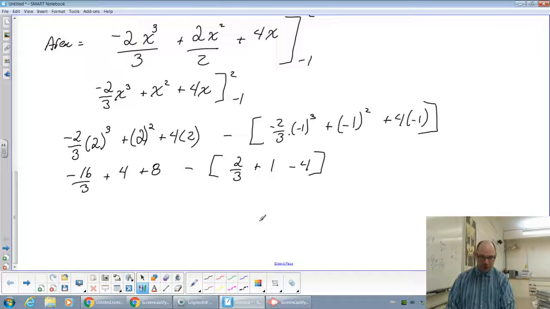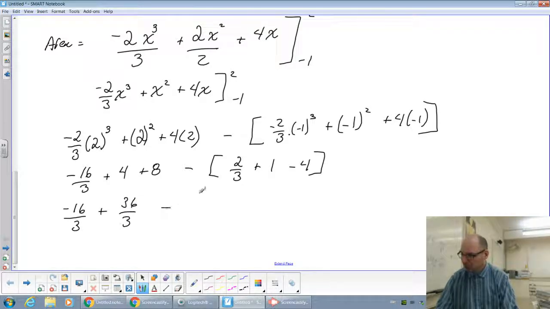Got to do a little bit of crunching of the numbers. So this is going to be 12. This will be negative 16 over 3. This will be 12, 12 over 3. 12 times 3 is 36, so this will be 36 over 3 minus, this is going to be 1 2/3 minus, so we'll keep the 2/3 here, minus 3, which is 9/3.